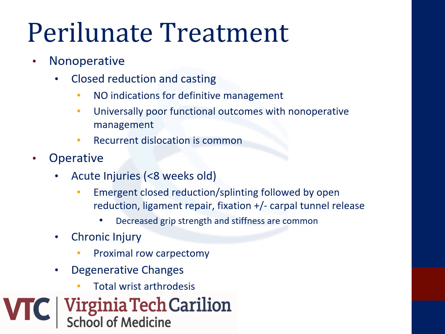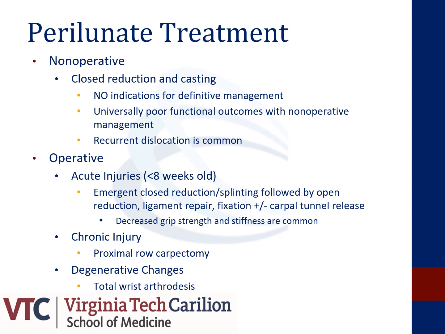Operative treatment options for acute injuries less than 8 weeks old. The reason they're separated is, remember, approximately 25% of these are missed on initial evaluation. If we find these acutely, they can undergo emergent closed reduction and splinting. That's in the setting of patients that have associated median nerve symptoms. And then in an urgent fashion, they can undergo open reduction, ligament repair, fixation, and plus or minus a carpal tunnel release.